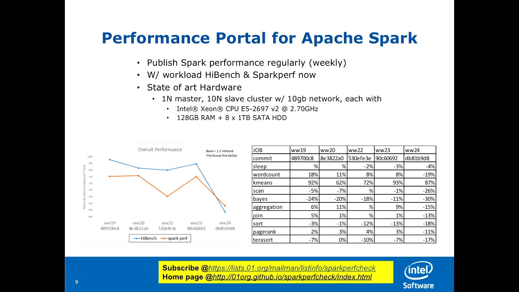So I show a figure here of what the performance looked like in the last 5 weeks. The lower is better. We take Spark 1.2 as a baseline, and compare the latest release performance to Spark 1.2. We normalize the completion time as the final result. The negative means the performance is better than before. So you can see that in the latest release the performance became a little better.